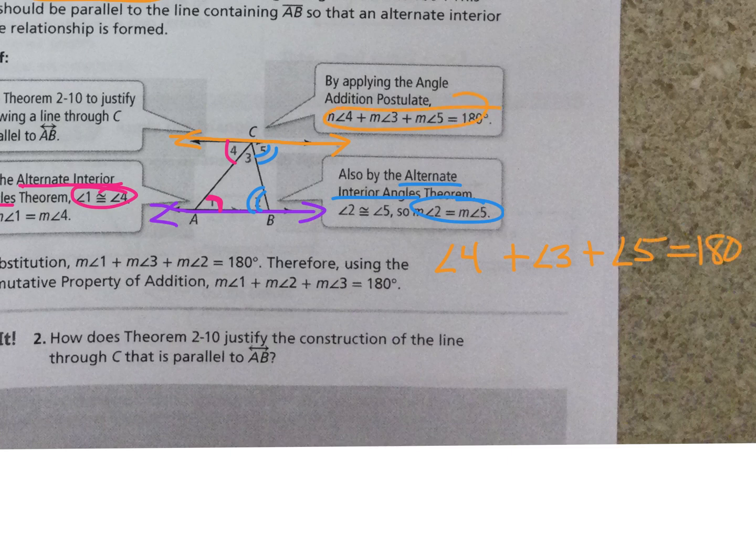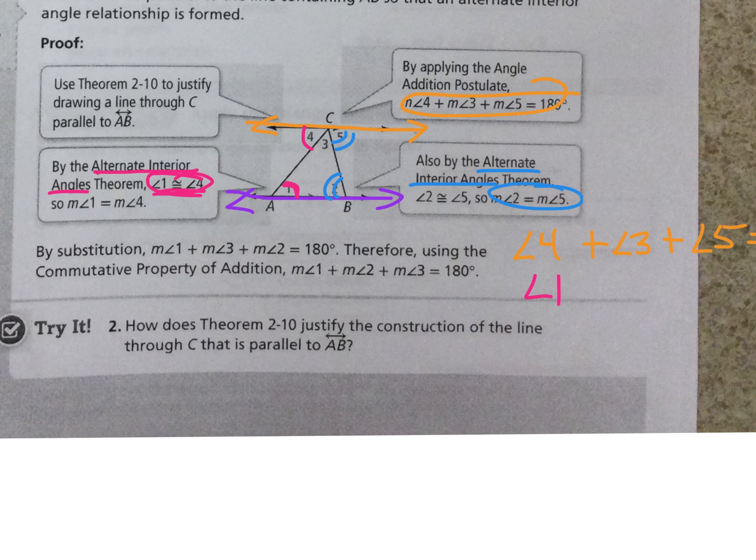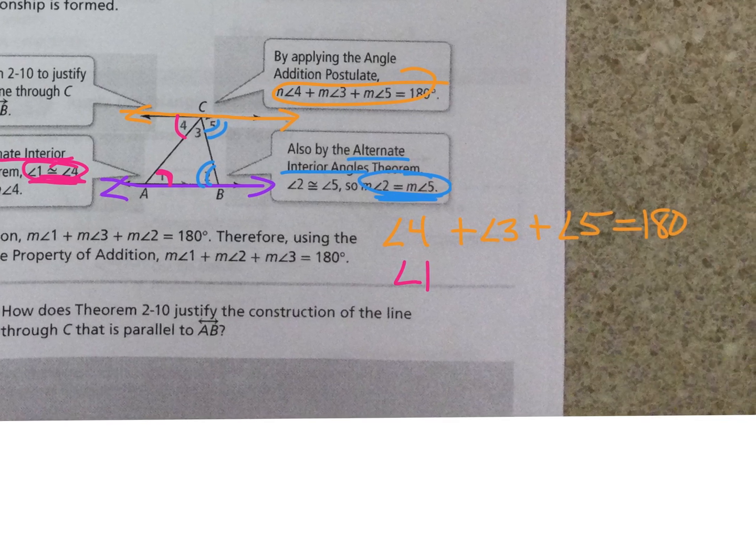And it says that right here because they make a straight line, right? We add them all together and they become a straight line. Well, then I can replace angle 4 with angle 1 because right here we know they're congruent. I can replace angle 5 with angle 2 because they're congruent. And then I have angle 1 plus angle 3 plus angle 2 equals 180 degrees. So that's how I know that all the angles in a triangle equal 180 degrees.